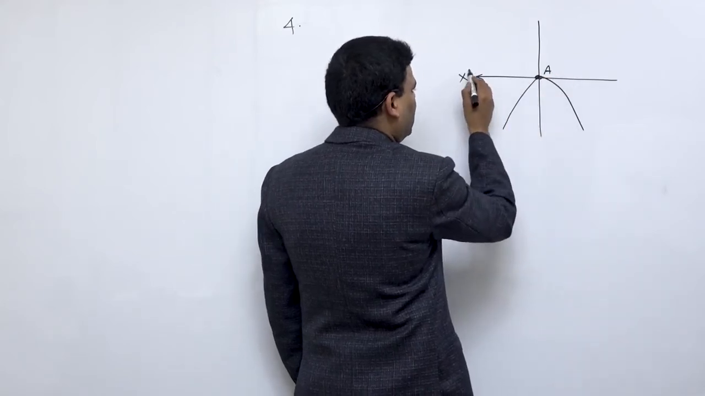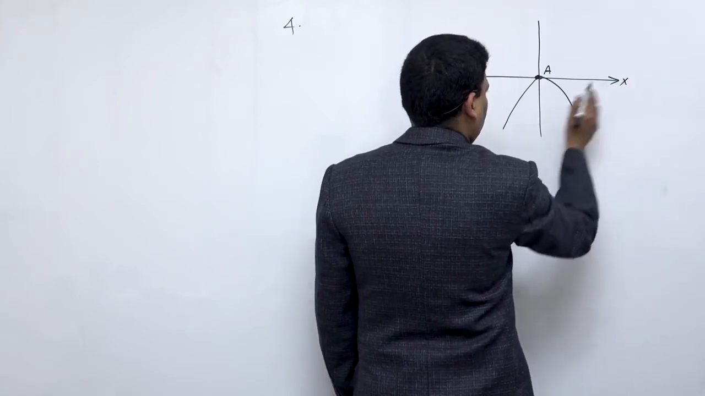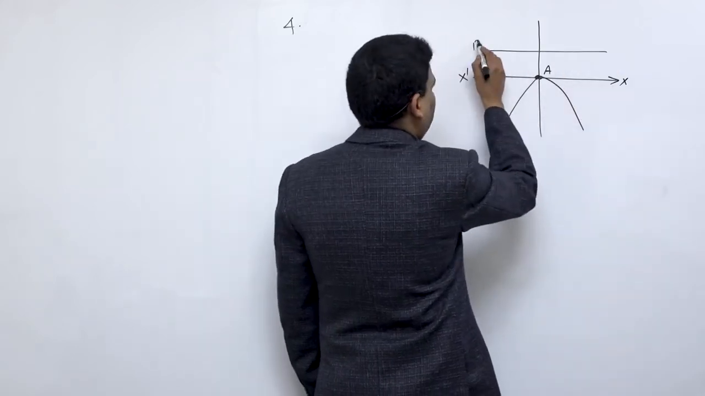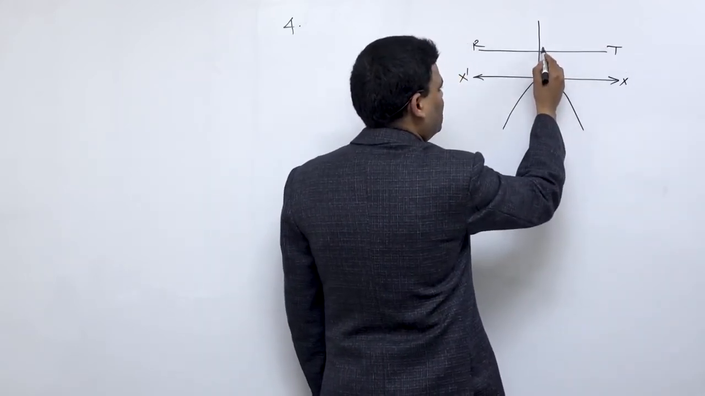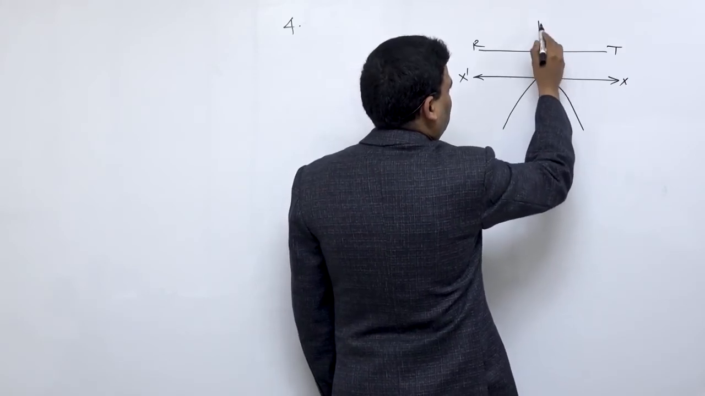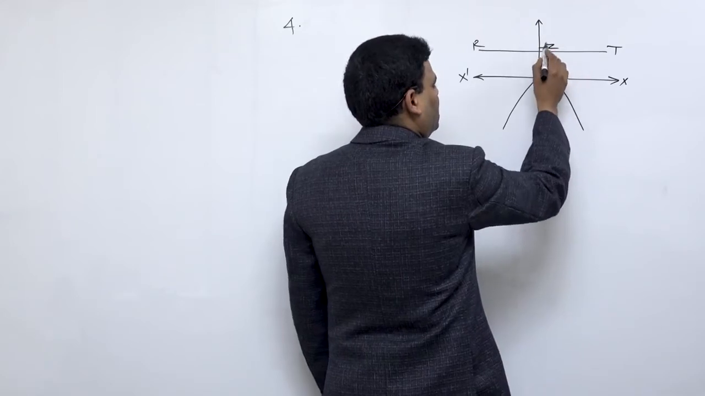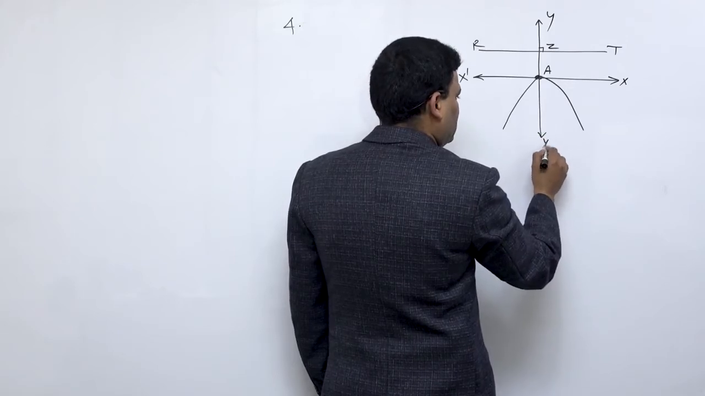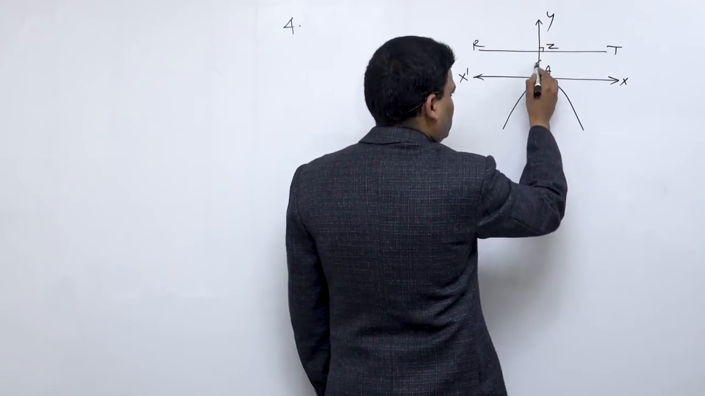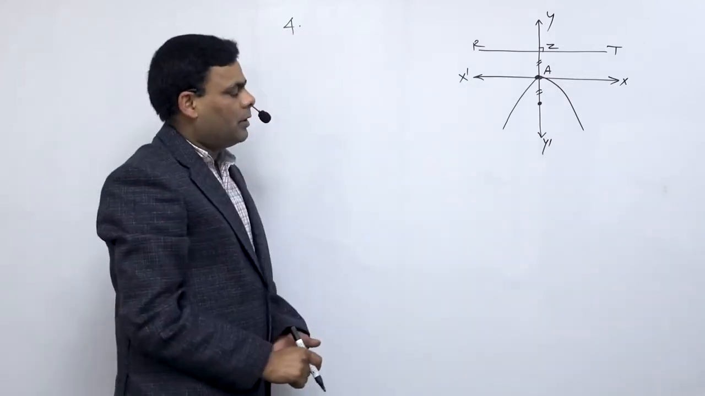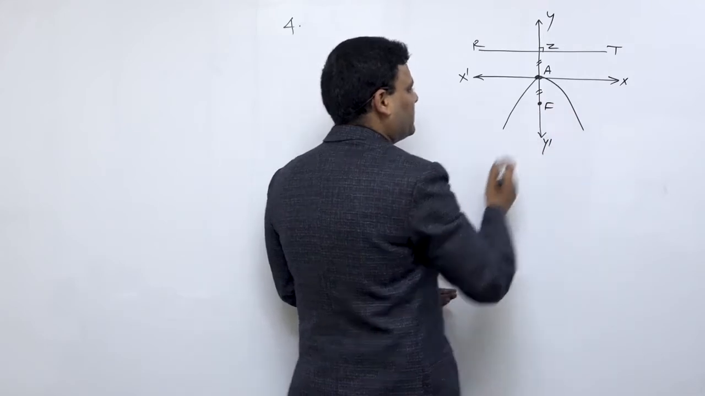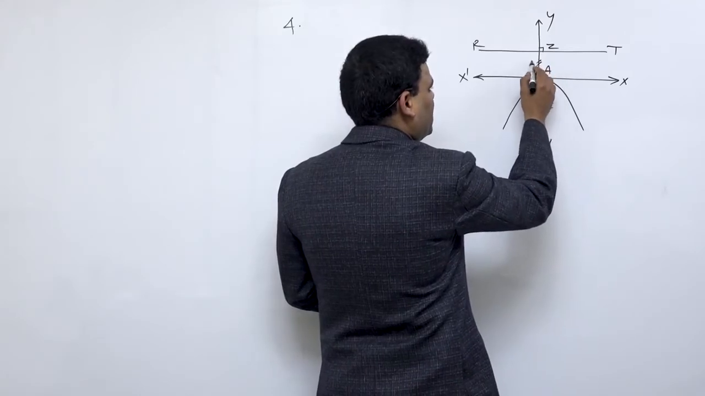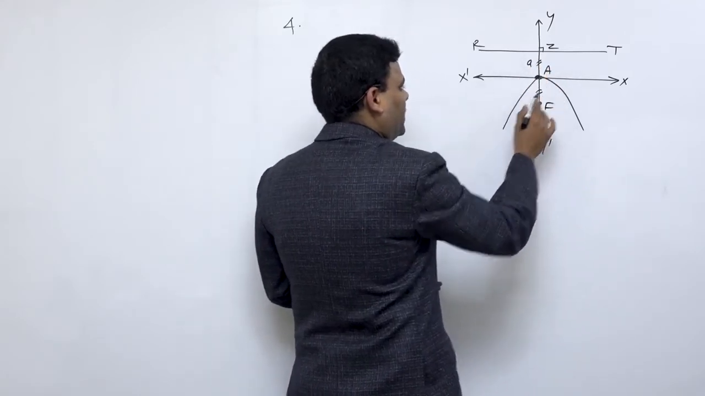The other case: if the parabola turns downward from its vertex, let the vertex be at the origin, with the axis along the y axis. Let RT be the directrix. In each and every case we have supposed that the directrix intersects the y-axis perpendicularly at the point Z, and this distance must be equal to this distance by the definition of parabola. Suppose F be the focus, and in each and every case we have taken the distance ZA equals AF equals a.